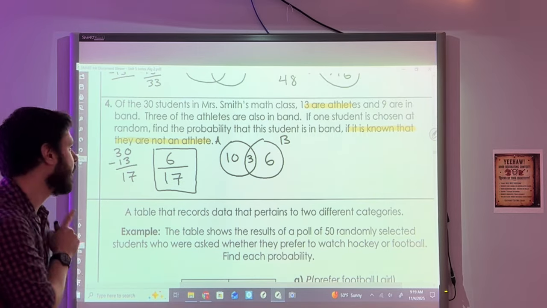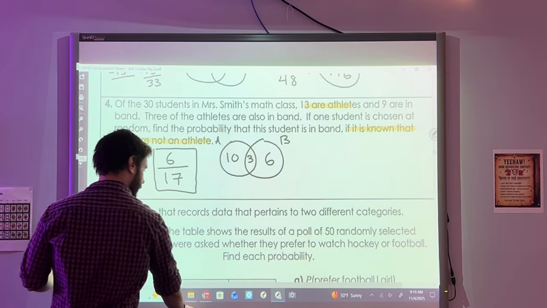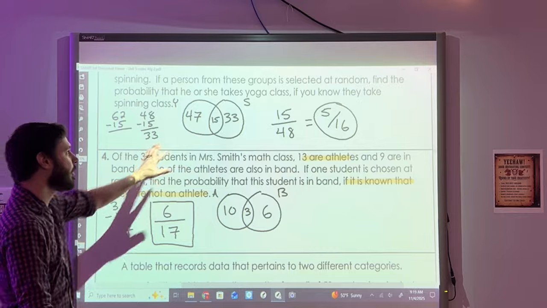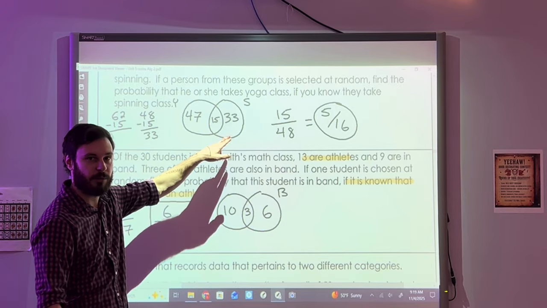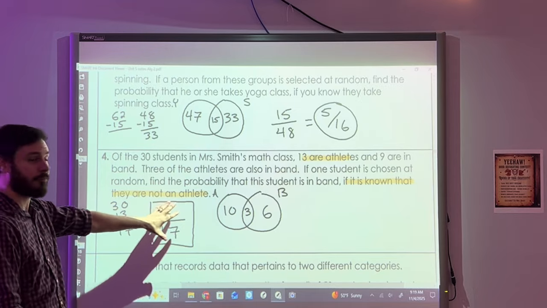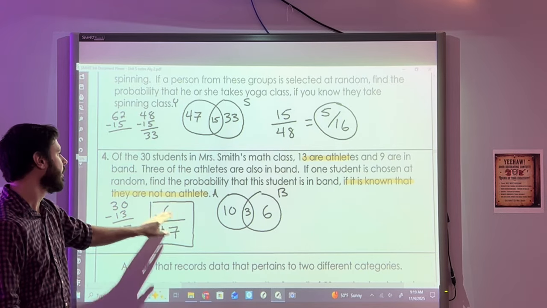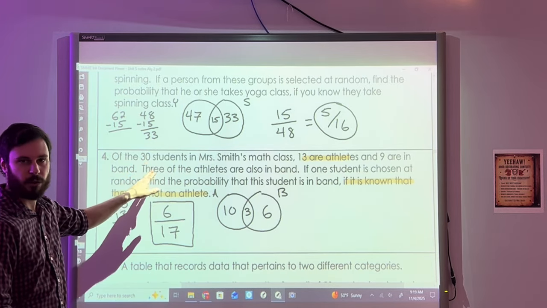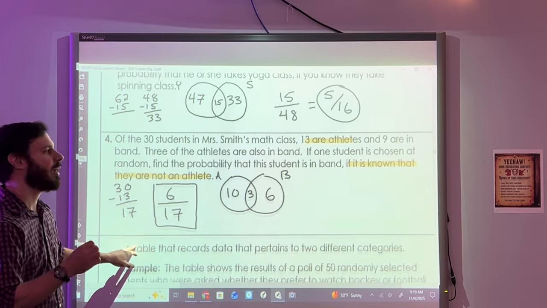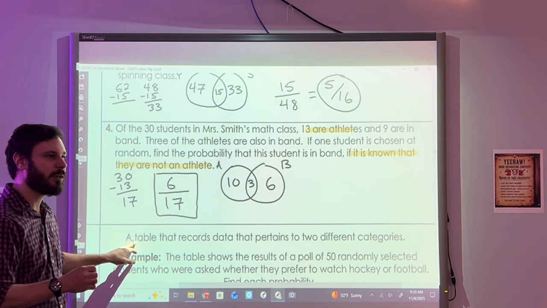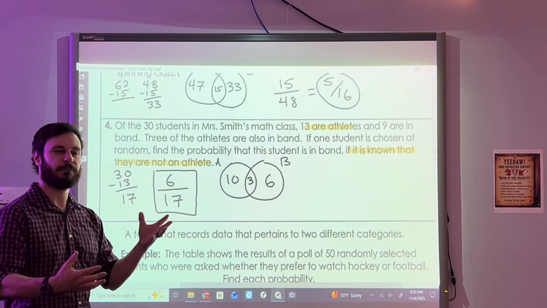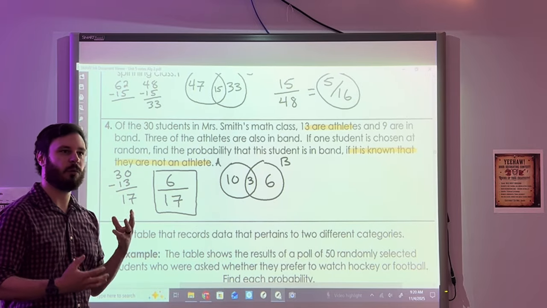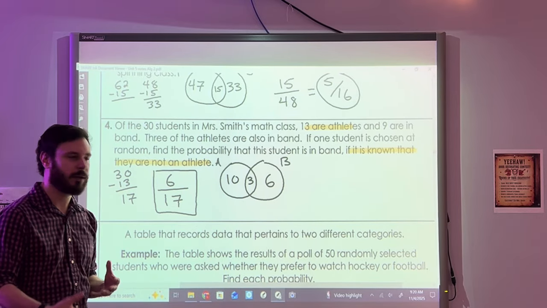That one can be tricky because in the other example we just did, everyone was represented: the yoga people and the spinning people. Everyone was there. Not everyone was represented in this problem. There are kids who aren't athletes or aren't in band. Okay, so pay attention to the problem. Really read it. Give it some thought. This is a unit about really taking the question and mulling it over and figuring out what is the important information. A lot of critical thinking in this unit.